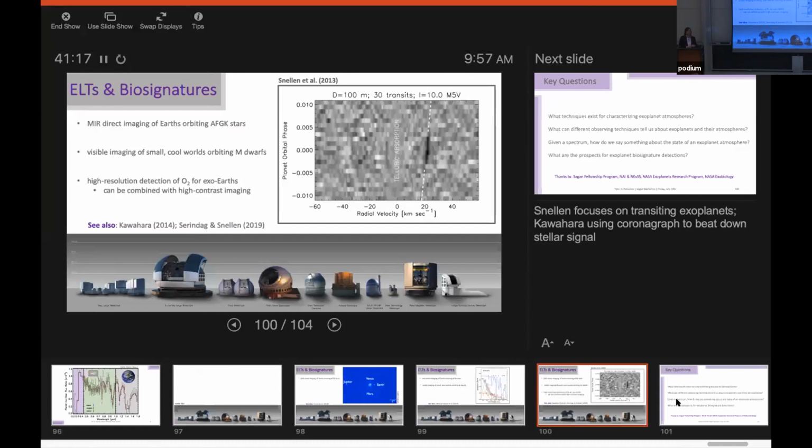high resolution techniques. Now, instead of talking about CO and water vapor in the atmospheres of hot Jupiter exoplanets, you could be talking about detecting oxygen in the atmosphere of Earth-like exoplanets using high spectral resolution techniques. And then if you combine that with high contrast imaging to beat down some of the starlight, as was discussed by Kawahara et al. 2014, you can even improve the situation some more.